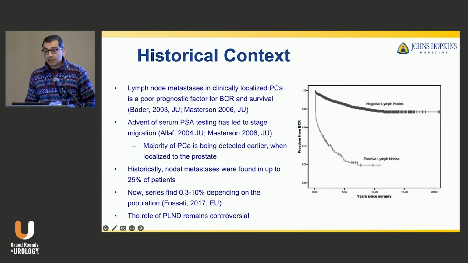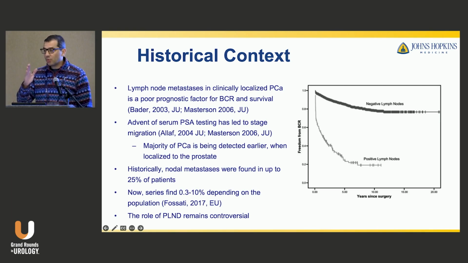Lymph node metastases in clinically localized prostate cancer, we all probably know this, is a poor prognostic factor for biochemical recurrence and survival. And the advent of serum PSA testing has led to a stage migration where, thankfully, when we do surgery, we are less likely to come across patients with positive lymph nodes. Historically, nodal metastases were found in up to 25% of patients. As we started to operate on PSA screened patients, lower risk patients, the rate of positive nodes in series today is quite low, 0.3 to maybe 10%, depending again on the population.